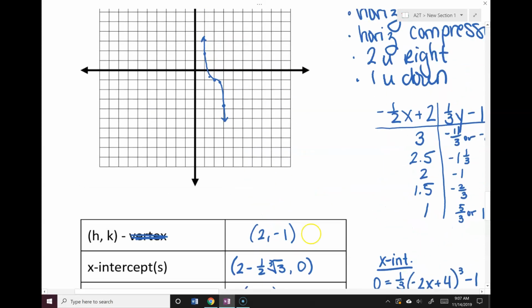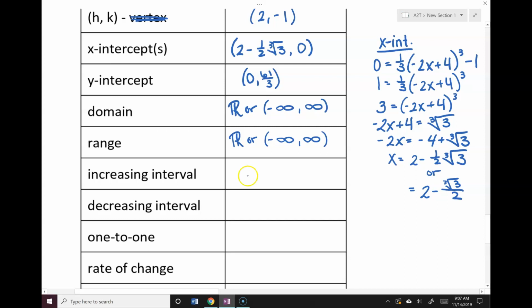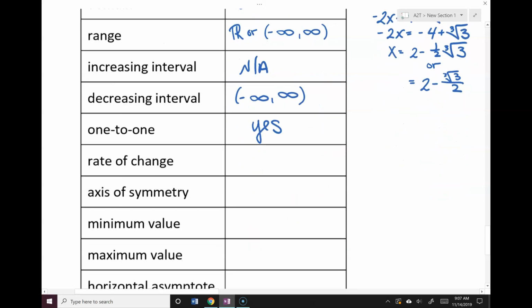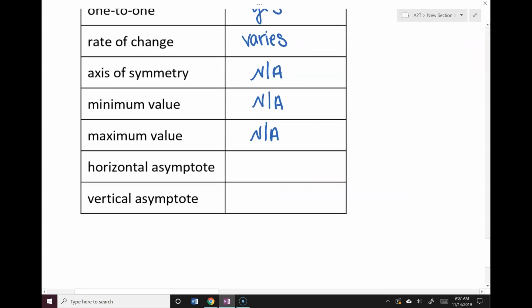Because of that horizontal reflection, we are going to decrease from negative infinity to positive infinity. It is 1 to 1. It will always be 1 to 1 unless there's some really funky stretches and compressions going on. The rate of change varies because it's growing exponentially, or decreasing, I should say. No axis of symmetry. It is not symmetrical. There are no minimum or maximum values because it's growing and decreasing to positive and negative infinity. That is a concept, not a value.